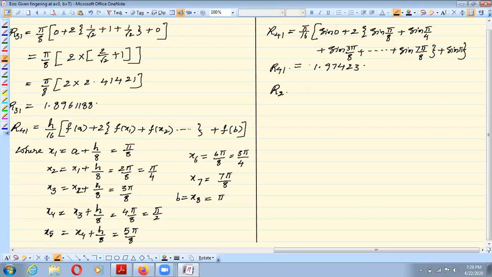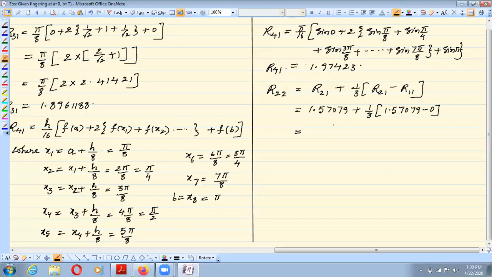Next, we'll continue the next step. R22 is equal to R21 plus 1 by 3 into R21 minus R11. Okay, we can substitute this one. We'll get the answer. Next, we will get this final answer should be 2.004559. This is R22.